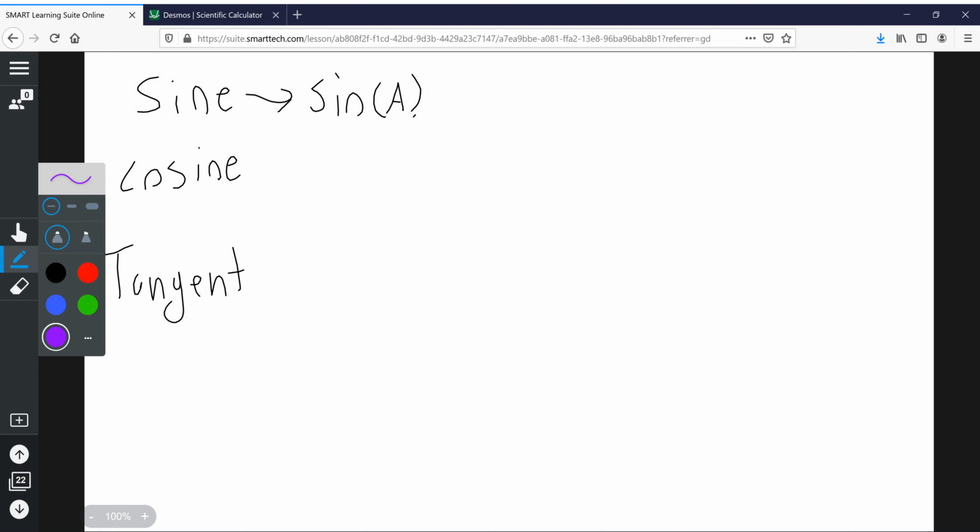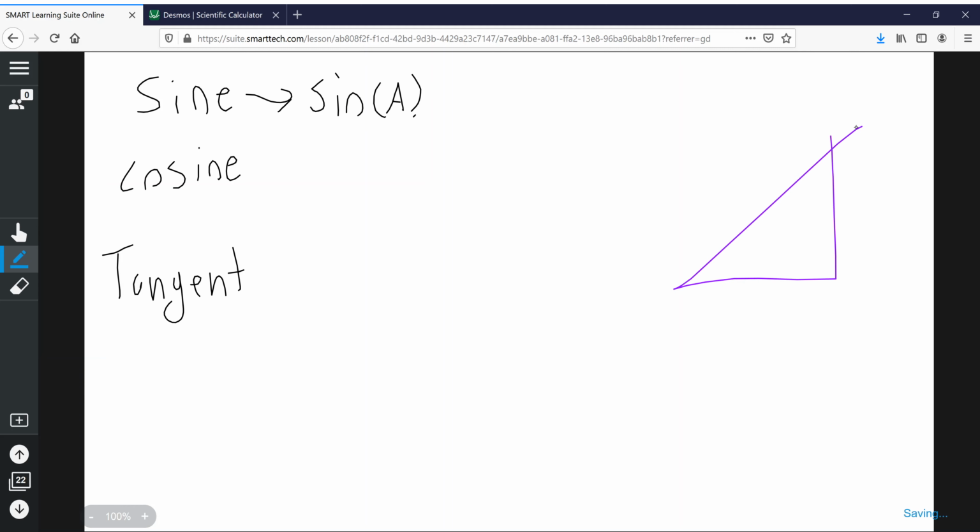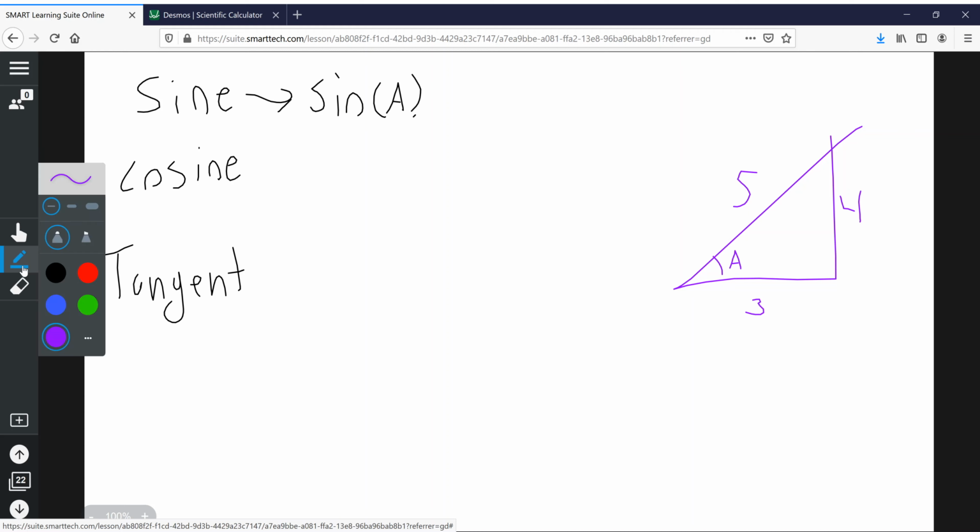Sorry, Fang. So if I have a triangle, let's just do one big one for all these examples. And this is angle A. And say this is a 3, 4, 5 triangle. 3 squared plus 4 squared would equal 5 squared. It works.